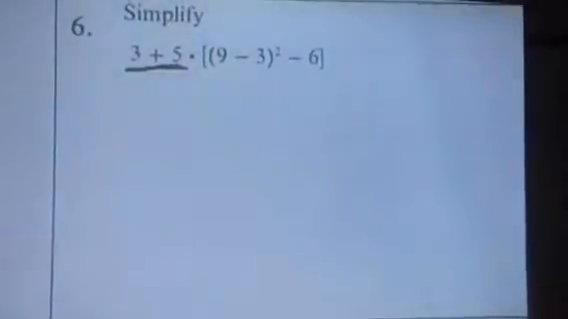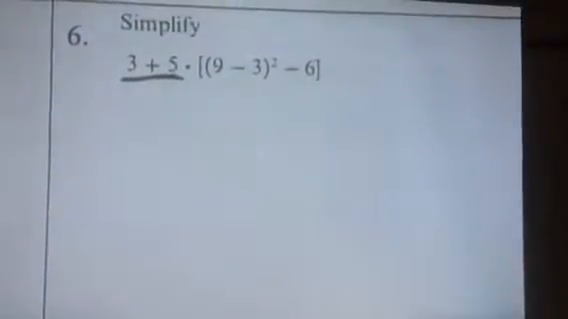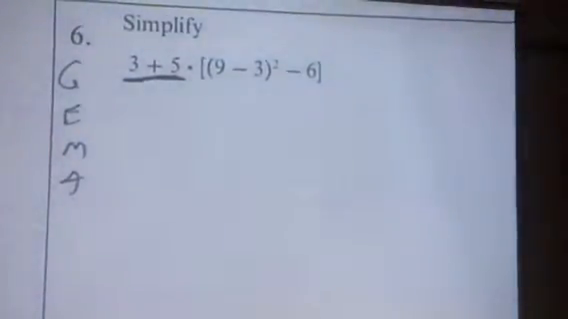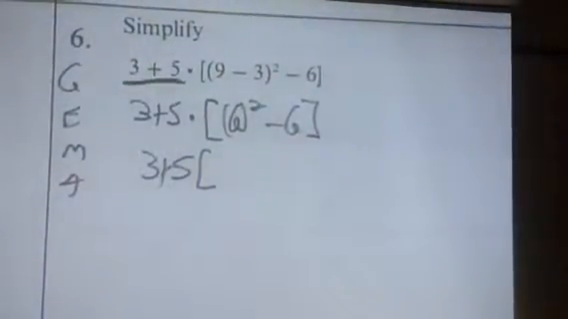This one, oh my goodness. Y'all on this test, I've seen y'all do this so many times. The first thing y'all want to do is add 3 and 5. You cannot do that. You have to follow your order of operations. G, E, M, A. Grouping symbols, exponents, multiplication, division, addition, subtraction. So bring down the 3 plus 5 times. I'm going inside my grouping symbols first. 9 minus 3 is 6 squared minus 6. 3 plus 5. I continue to bring that down because I've got to work everything inside grouping symbols first.